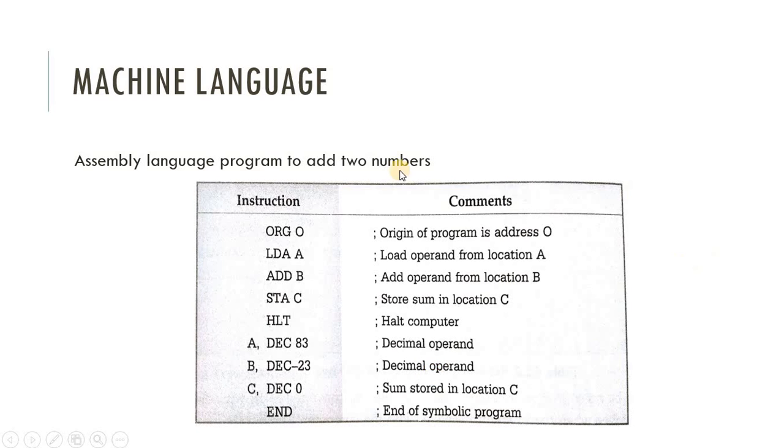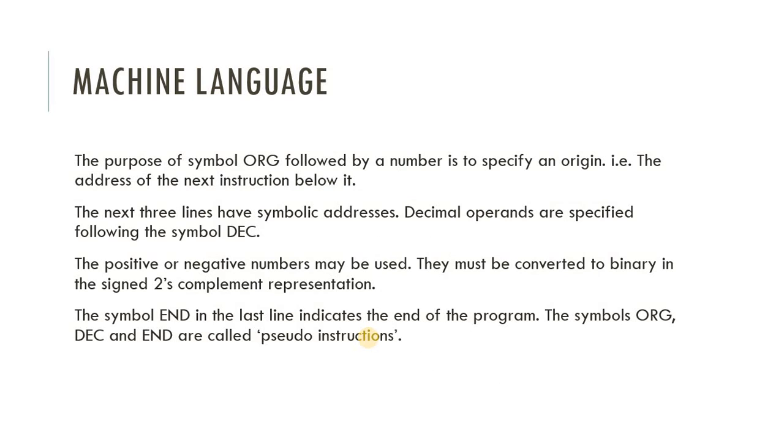Here ORG means origin. This is the first instruction, and it is compulsory for any program that we write in assembly-level language. It means the origin of the program is address 0. Then load the operand from location A. Here 0, A, B, C are the memory locations. Then add the operand from location B, then store the sum into location C. This is quite easy compared to the symbolic or other representations.